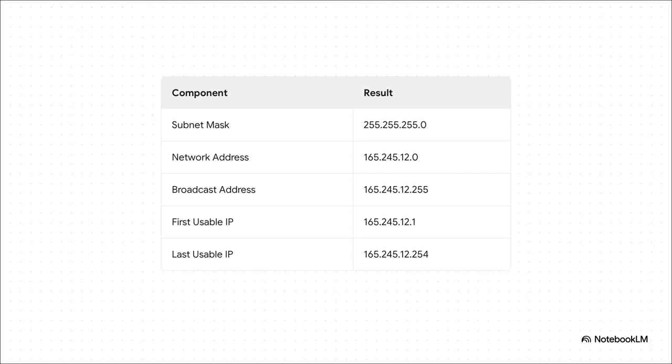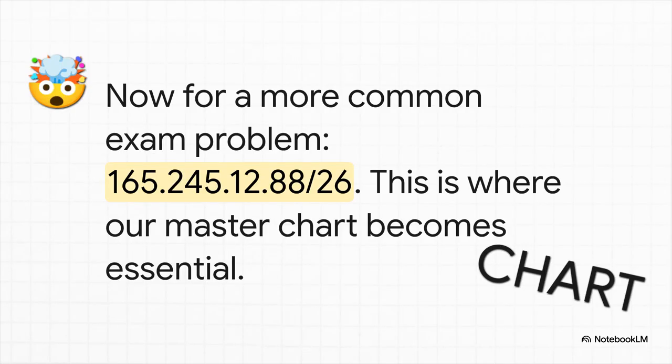Now for the broadcast address. The rule's pretty similar. If the mask is 255, copy the number. But if it's 0, you use 255. That gives us 165.245.12.255. From there, it's super simple. The first usable IP is just one higher than the network, and the last is one lower than the broadcast. See? No crazy math.